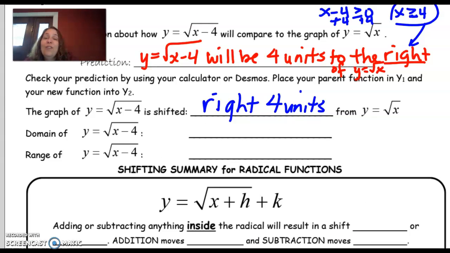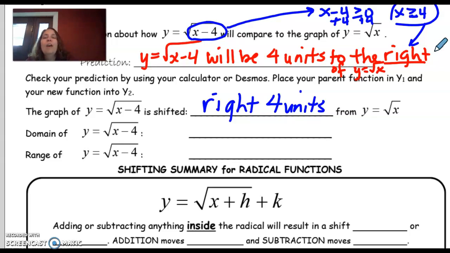All right, hopefully you figured out that y equals the square root of x minus 4 will be 4 units to the right of y equals the square root of x. And the reason for that, again, is because we can't take the square root of anything less than 0. So if you take that x minus 4, which is under the radical, and set it greater than or equal to 0, you'd have to add 4 on both sides, and that's where you get x is greater than or equal to 4. Because it's a positive 4, we're going to be moving to the right. Had it been a negative 4, we would have moved to the left.